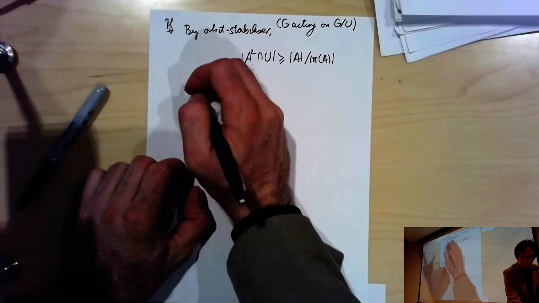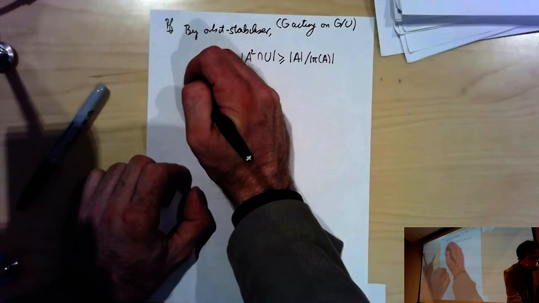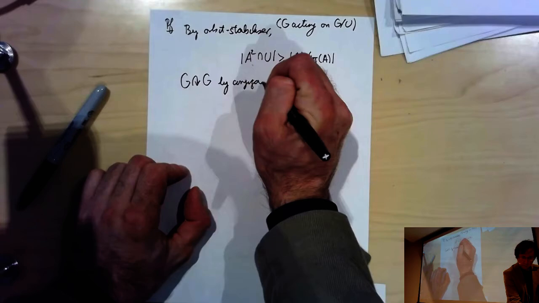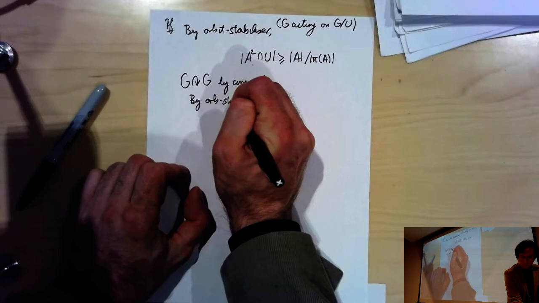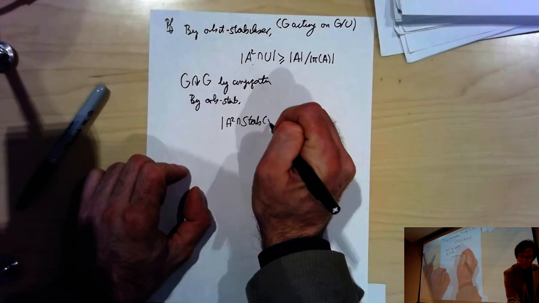Now, consider the action of G on itself by conjugation. Then again, by orbit stabilizer, you have that A squared intersection the stabilizer is at least A, where this is the orbit under conjugation.